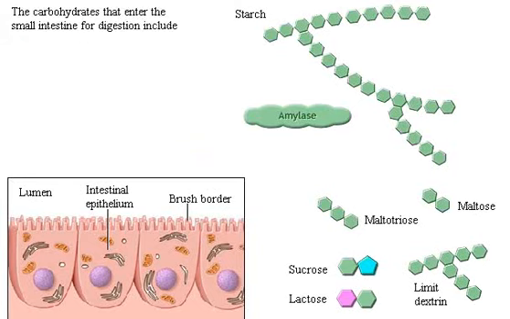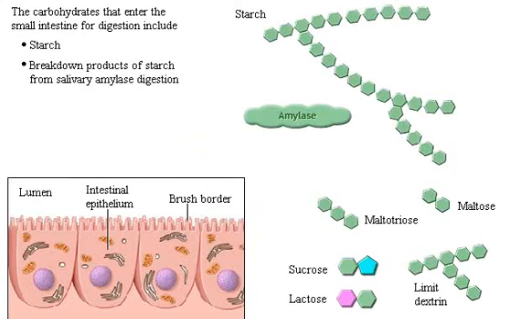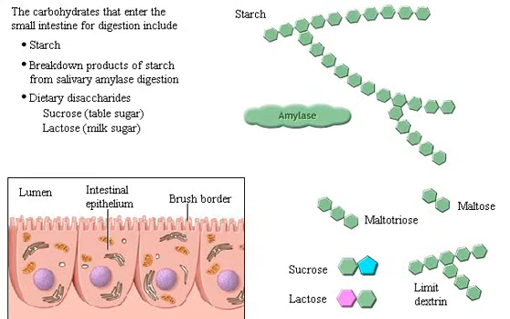The carbohydrates that enter the small intestine for digestion include starch, its breakdown products from salivary amylase digestion, and the dietary disaccharides: sucrose, table sugar; lactose, milk sugar; and maltose, grain sugar. Drag starch to amylase to begin.